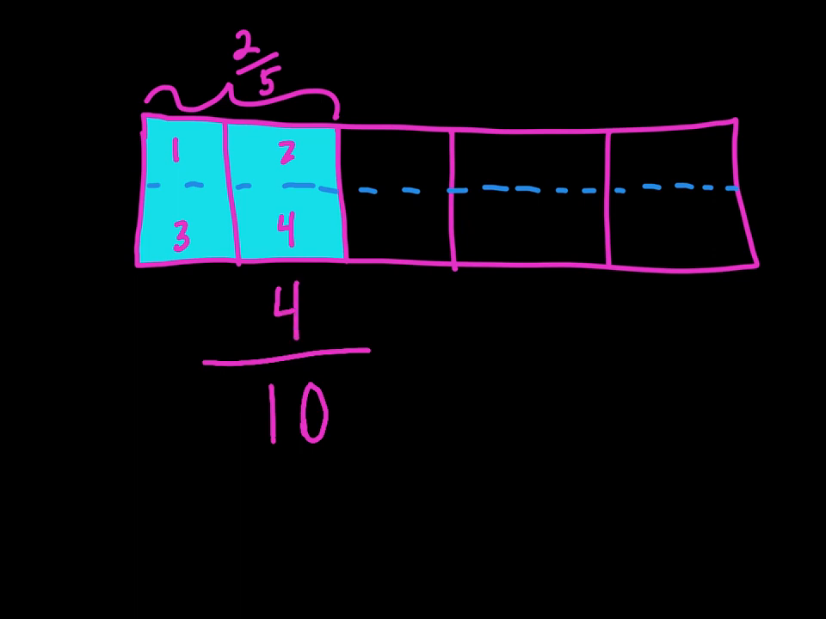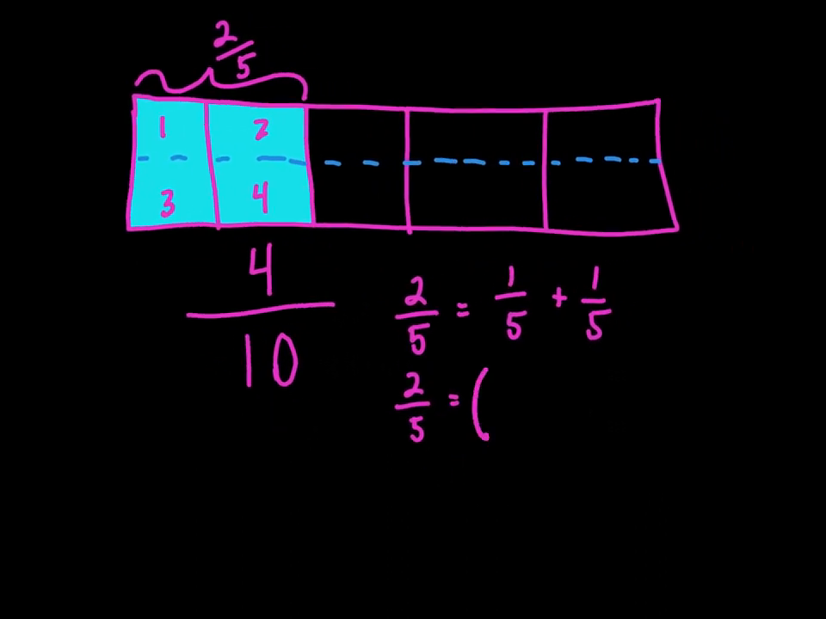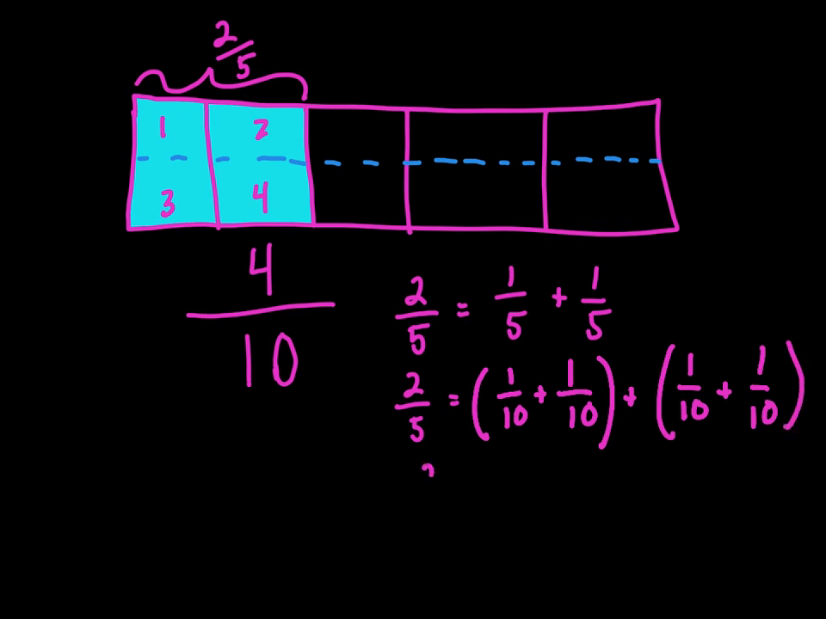So we're showing that 2/5 is equivalent to 4/10. We have our 2/5, and that's equal to 1/5 plus 1/5. And now we have to show how that's equivalent to 4/10 by grouping it up. 1/10 plus 1/10, that would be 2/10, plus 1/10 plus 1/10. And then 2/5 is equal to how many tenths? 4/10. These are equivalent fractions.